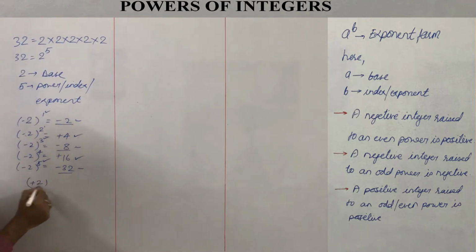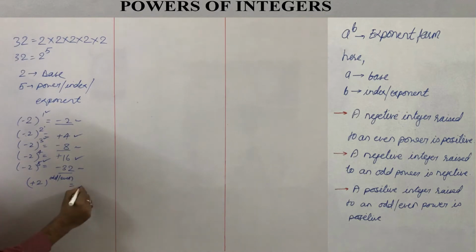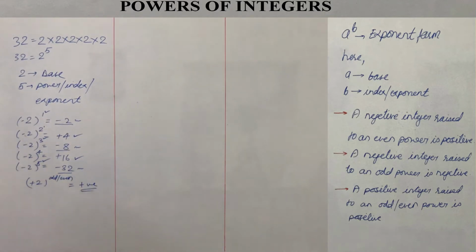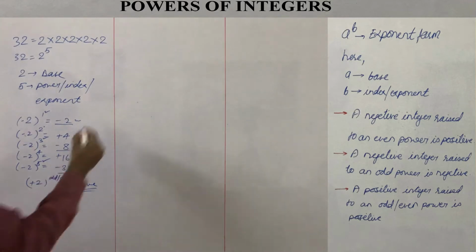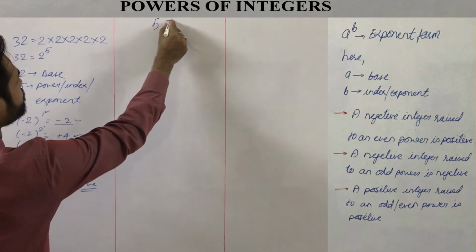and for positive integers, no matter whether the power is odd or even, for all values we'll get a positive number. So for all cases, for all powers odd or even, for positive integers the final value will be a positive number. Now we'll solve exercise 5.7.